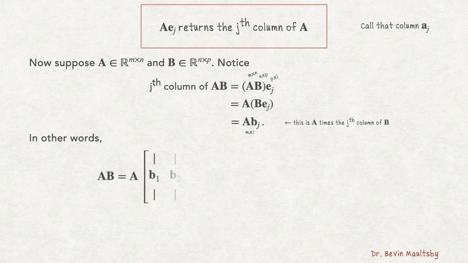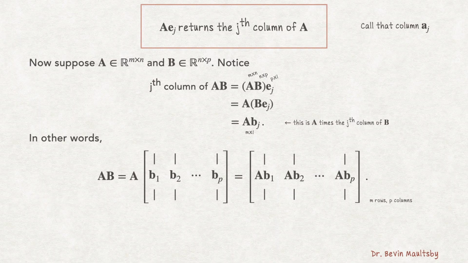The conclusion of what we've just computed is that if you want to take two matrices A and B and multiply them, instead of proceeding with coordinates like we did in the previous video, we can think of the matrix product AB as A acting on each of the columns of B. In other words, the matrix product AB has columns that look like A times the first column of B, then A times the second column of B, all the way through A times the last column of B.